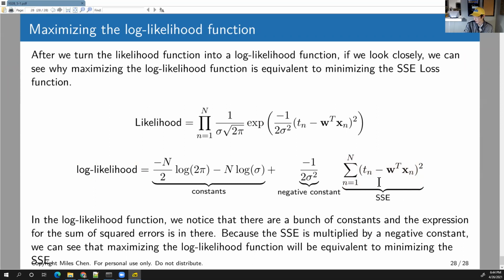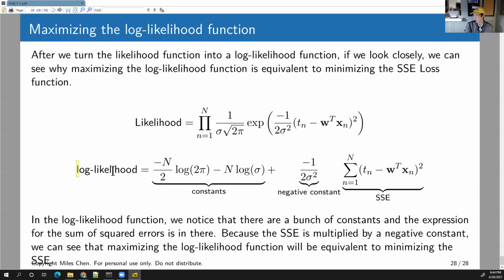And this part over here is the sum of squared errors, right? We've got Tn minus W transpose Xn. We're taking each observed value T, subtracting off what our model predicts, W transpose Xn. And so when you take the sum, that's just the sum of squared error. It's multiplied by a negative, right? It's multiplied by minus 1 over 2 sigma squared. This is going to be a negative value, okay?